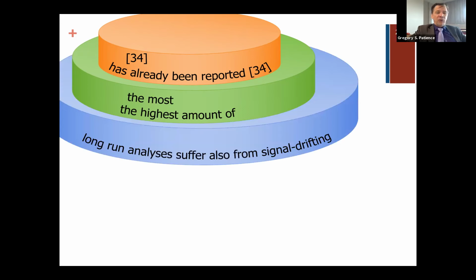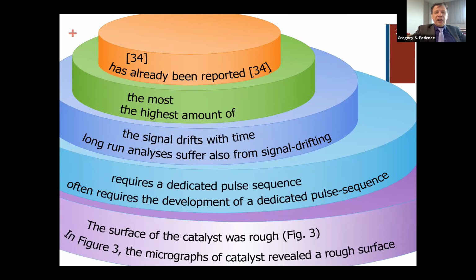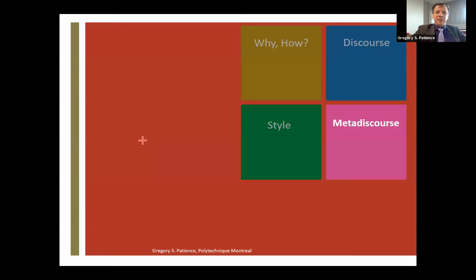Long run analyses suffer also from signal drifting. Rather than suffer, we can say the signal drifts with time. Often requires the development of a dedicated pulse sequence. Often is imprecise, so we just say requires a dedicated pulse sequence. So those are some of our ideas about style.